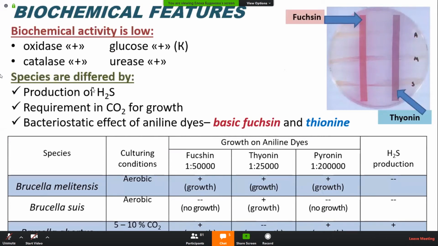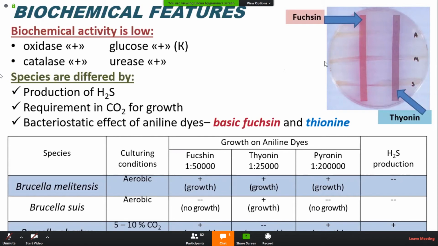Tests used for differentiation are the following. We can differ between them by the ability to produce hydrogen sulfide for Brucella abortus, by the requirement of CO2, Brucella abortus again, and bacteriostatic effect of aniline dyes. It is not actually a biochemical test. It's like an antibiotic susceptibility test, but instead of antibiotics, aniline dyes are employed, like basic fuchsin and cyanine. And here's a picture with a plate for Brucella, seeded with 3 strains of Brucella.